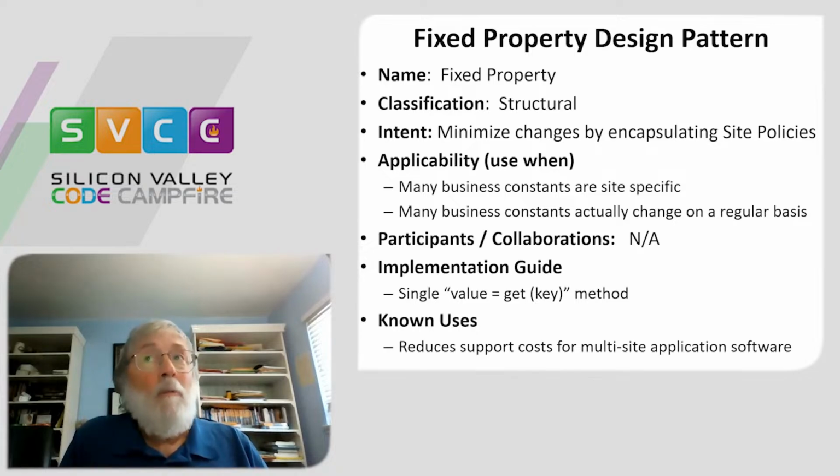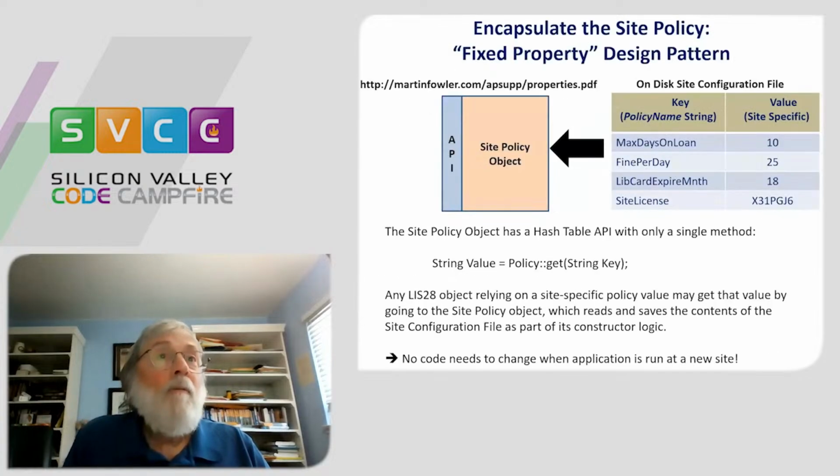This object would know the numbers. You could ask it, what's the value of this? And you get back the value of that particular parameter at that particular site. It would be different per site, but the code that asked for the value would be identical. It's just this fixed property design pattern object that would be different, or maybe not. You have to look a little further.